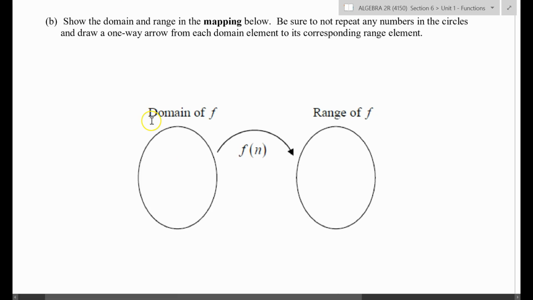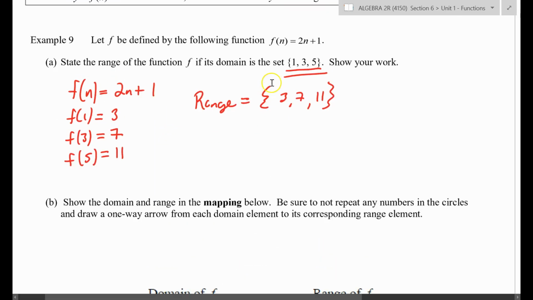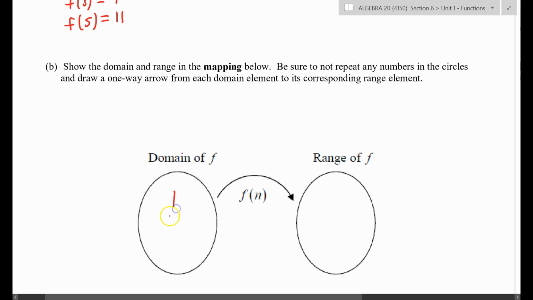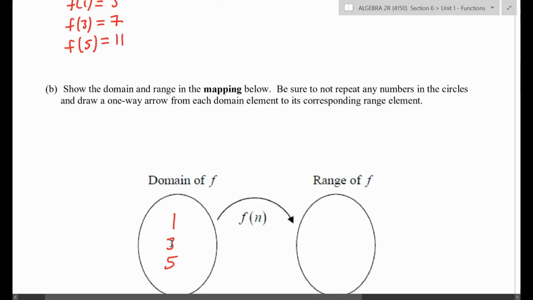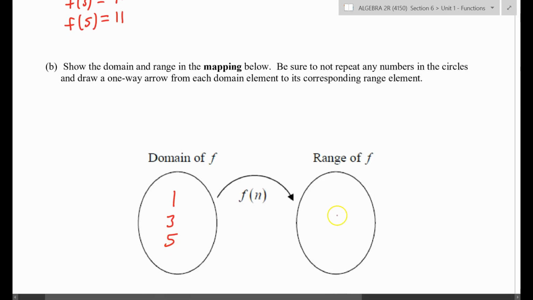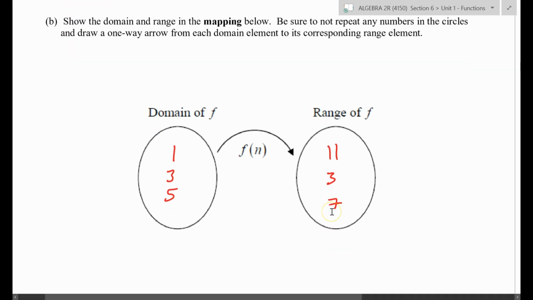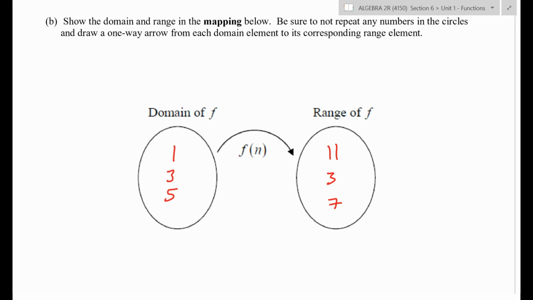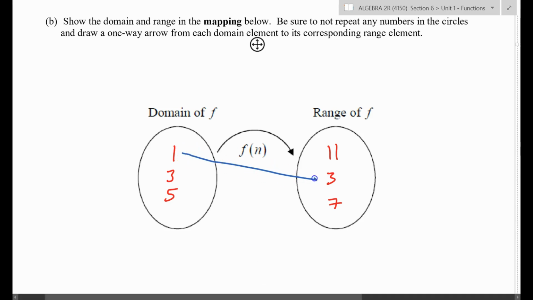State the domain and range in the mapping below. So what does that mean? It means we use 1, 3, and 5. And those went to specific elements, 3, 7, and 11. I'll put 3 here, I'll put 7 here, I'll put 11 here. It doesn't matter where you put them. And then the mapping simply means that I'm going to draw arrows to what goes to what, right? So 1 went to 3, and 3 went to 7, and 5 went to 11, right? So that's a mapping. Domain and range.